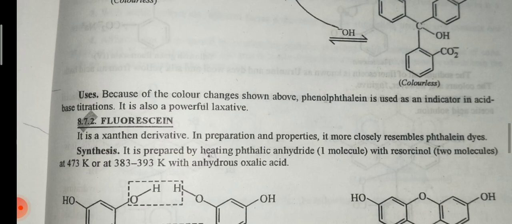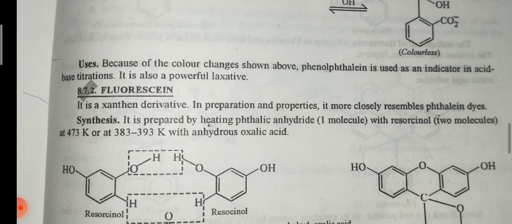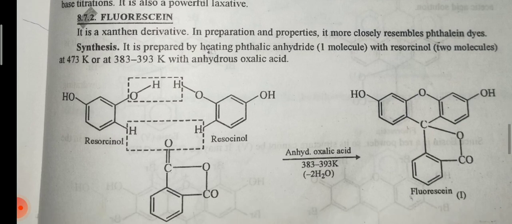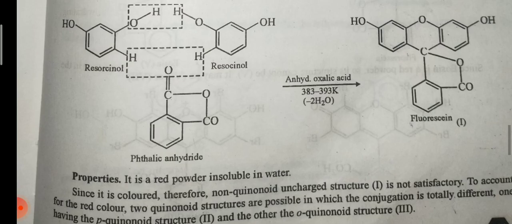Uses. Because of the color changes shown above, phenolphthalein is used as an indicator in acid-base titrations. It is also a powerful laxative. Fluorescein. It is a xanthene derivative. In preparation and properties, it more closely resembles phthalein dyes. Synthesis. It is prepared by heating phthalic anhydride 1 molecule with resorcinol 2 molecules at 473 Kelvin or at 383 to 393 Kelvin with anhydrous oxalic acid.